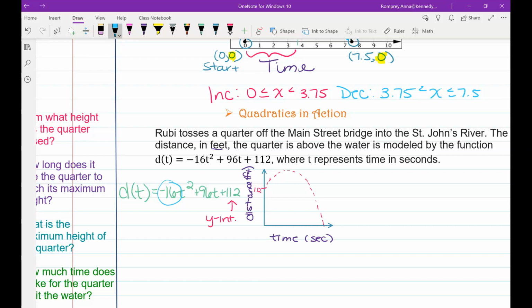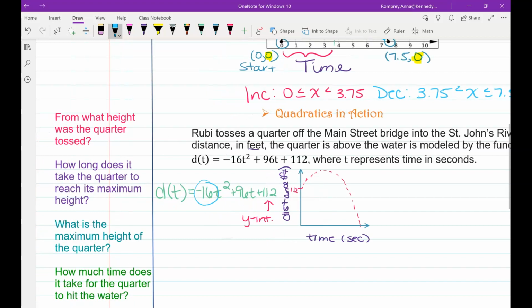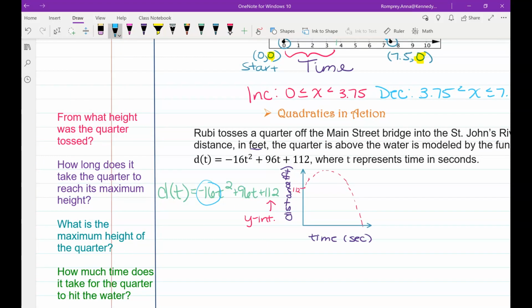However, time in seconds, so what I'm going to do is spread out how I label the time. And I'm going to wait to label that in a second once I find some other key features. So first, it says, from what height was the quarter tossed? Well, that's our y-intercept. Tossed from 112 feet.